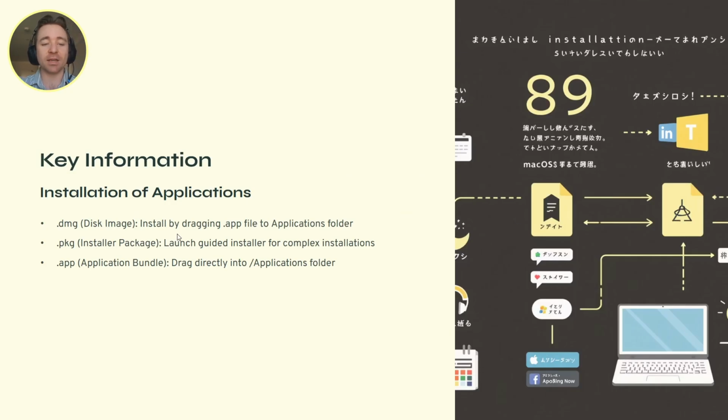The DMG is installed by dragging the app to the Applications folder after you double click. The PKG is a guided launcher, and the app, you just drag it directly over. So DMG, you double click, then drag it into Applications. PKG, guided installer, and the app, you just drag it straight over.